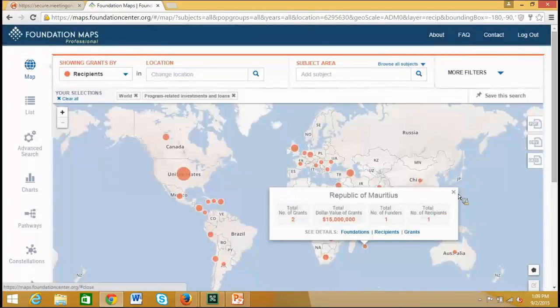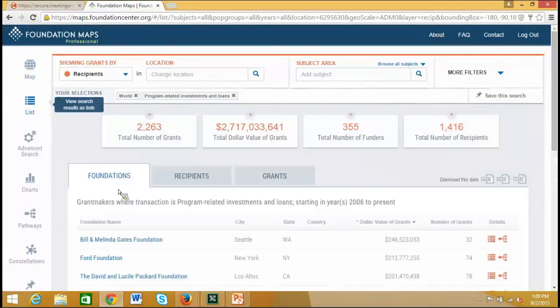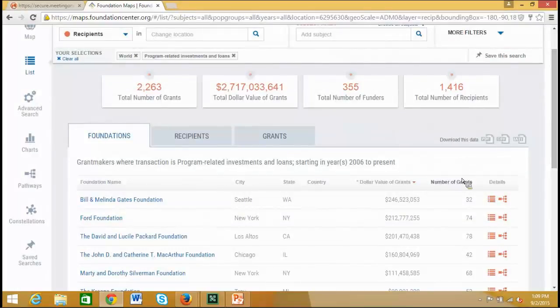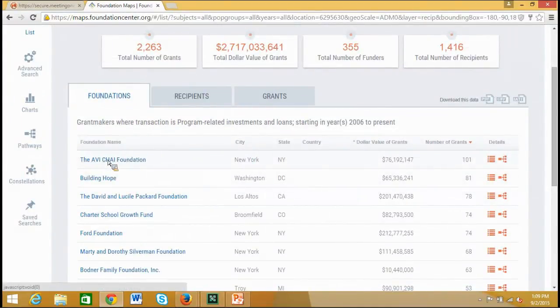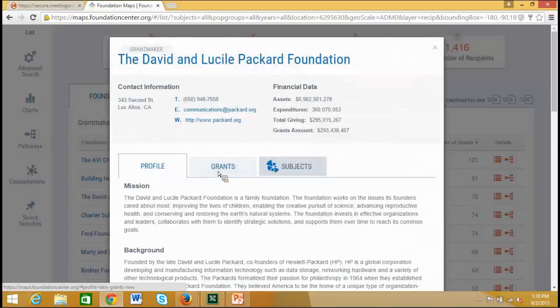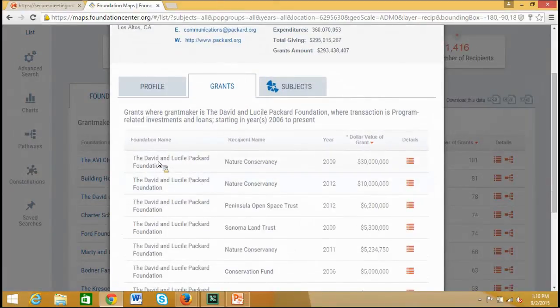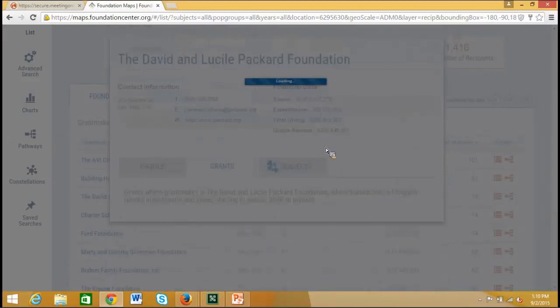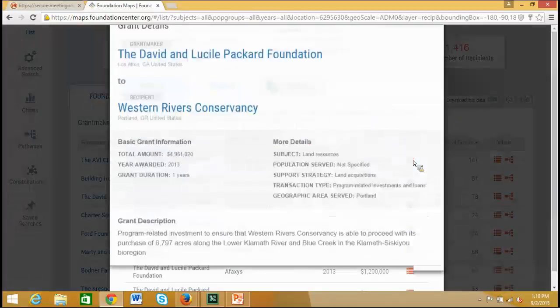Let's close out of this. We've got 2,263 of them. If we look at the list, we can see that through the number of PRIs. We've got the AVI Child Foundation, Building Hope, Packard. If you look at Packard here, maybe we should put transactions on here. These PRIs, let's see if we can get a really recent one. We'll sort that. So 2013, Western Rivers Conservancy for $4.9 million.